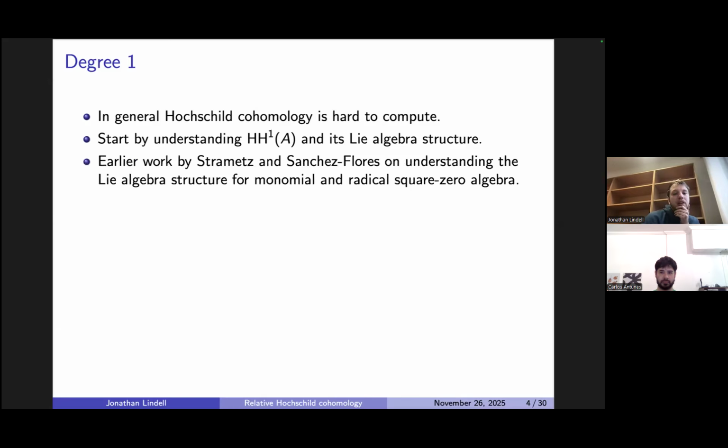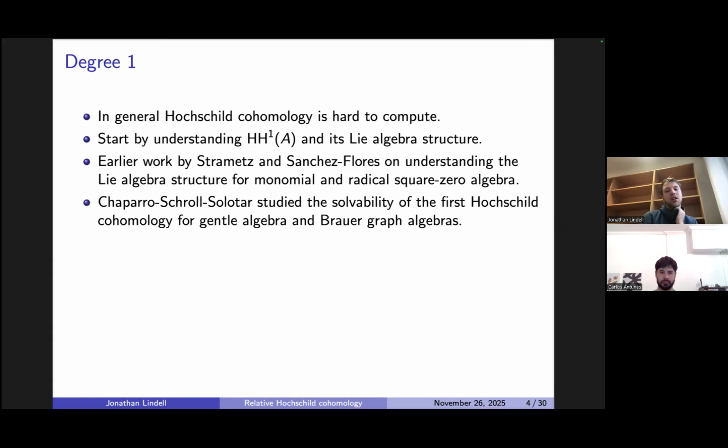And this has been studied in earlier work by Strametz and Sánchez-Flores, for example, studying the Lie algebra structure of monomial and radical square zero algebras. And also Chaparro, Schroll, and Solotar studied the solvability of the first Hochschild cohomology for gentle algebras and Brauer graph algebras.